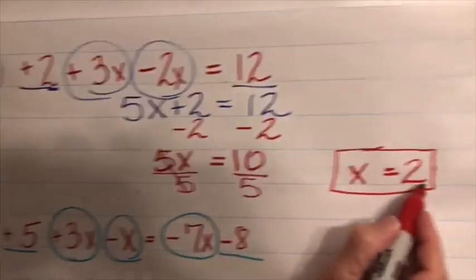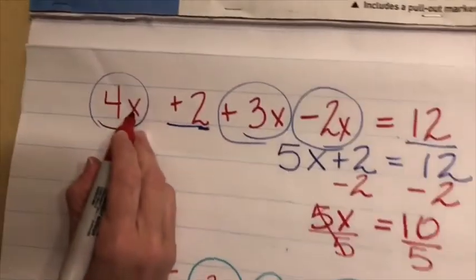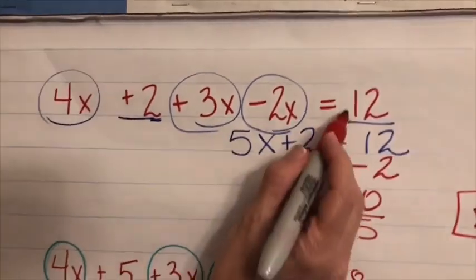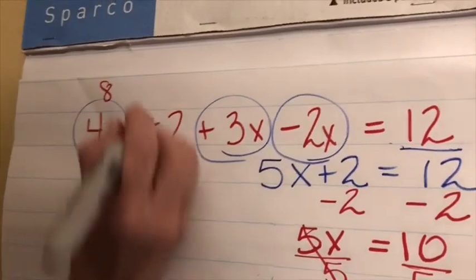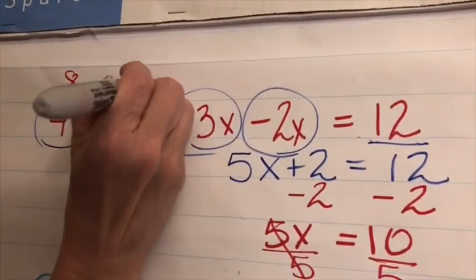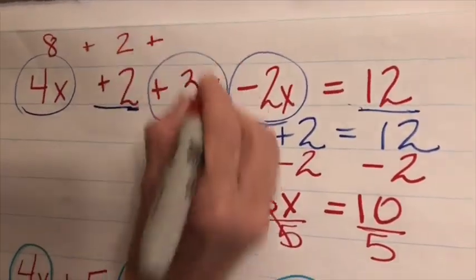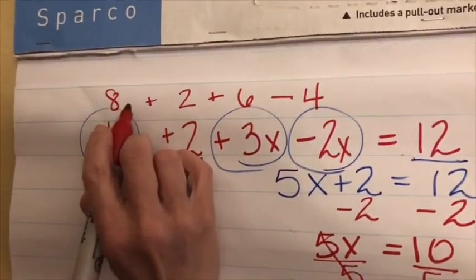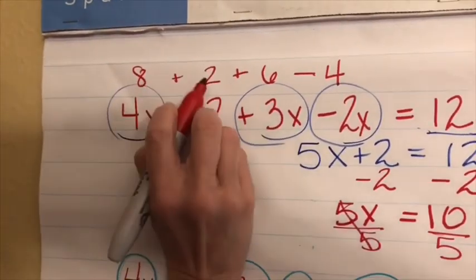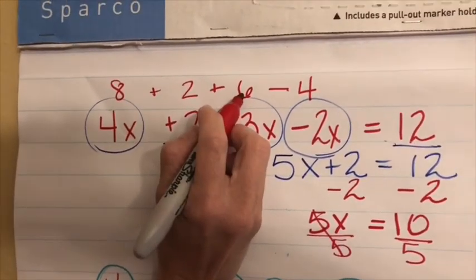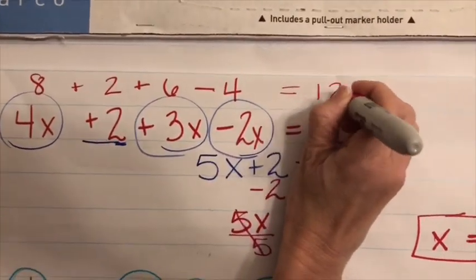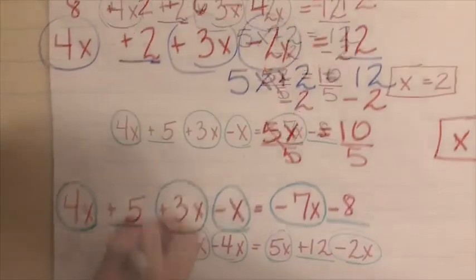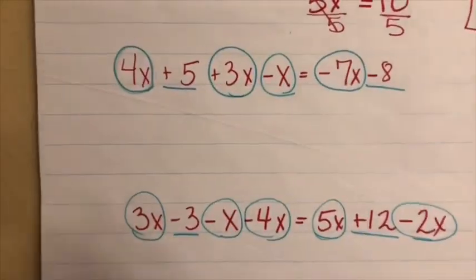When I substitute 2 in for x, then I will come up with 12. So 2 times 4 is 8, plus 2, plus 2 times 3 is 6, all right? So 16, 8 plus 2 is 10, plus 6 is 16. 16 minus 4 equals 12, so we're set. We're good.